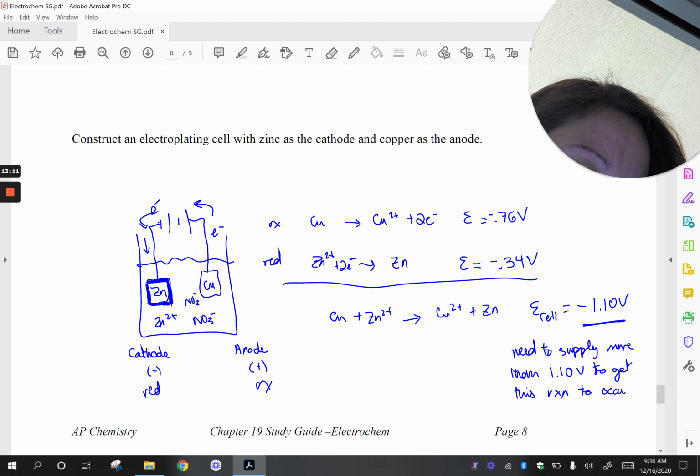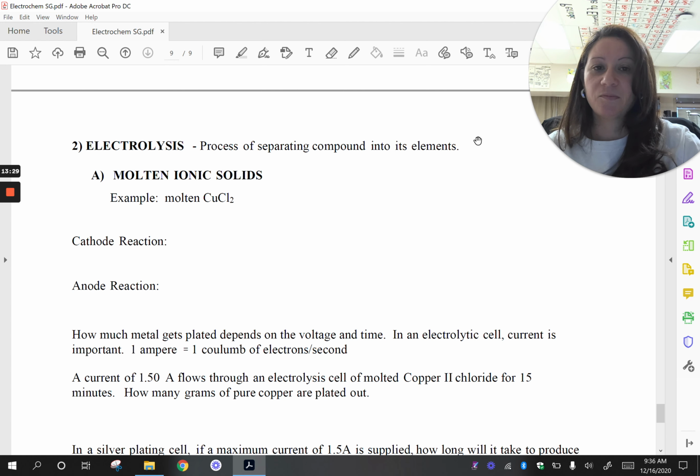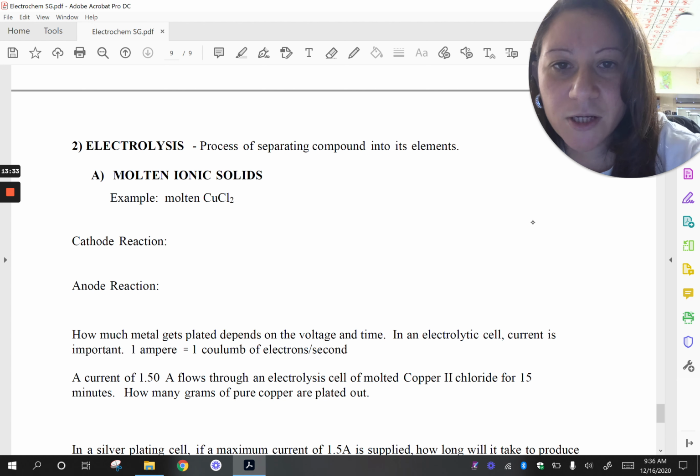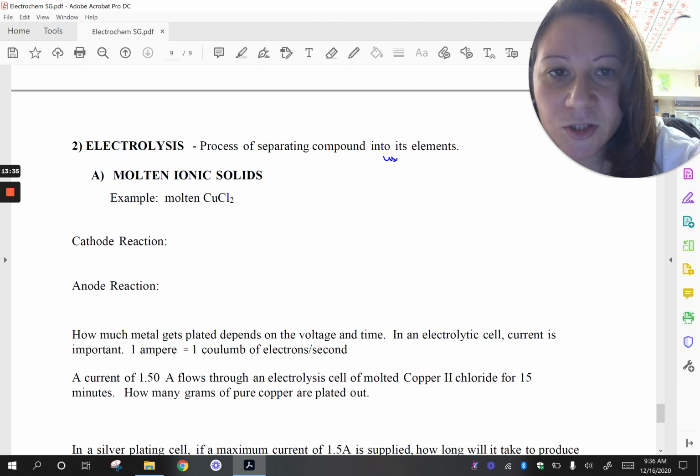Okay, so these are plating cells. Let's look at electrolysis, which again means breaking down. So we're going to take a compound and break it down into its elements, and we use electricity for that. So, the process of separating a compound into its elements using electricity.